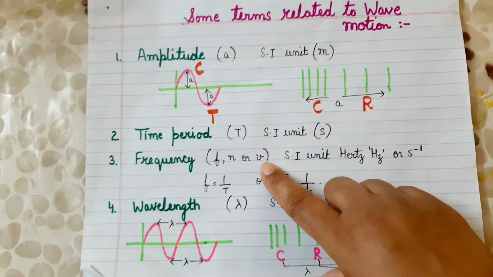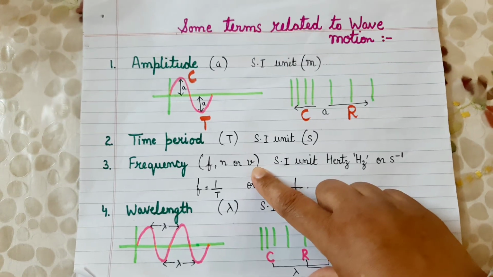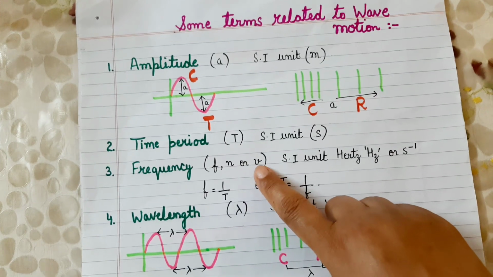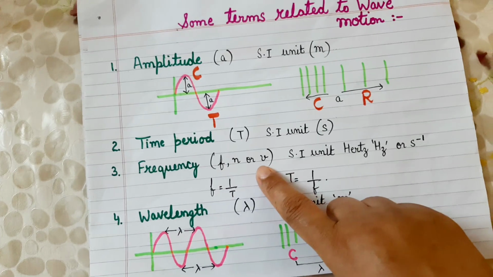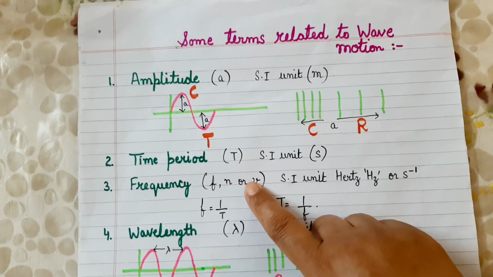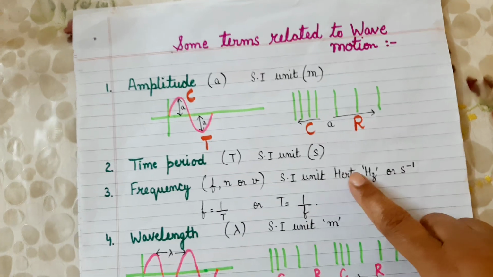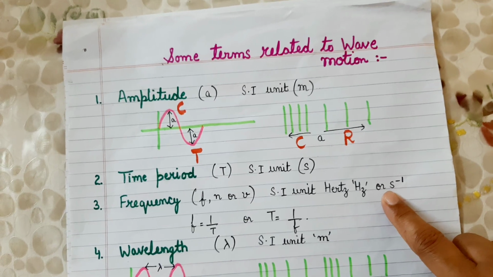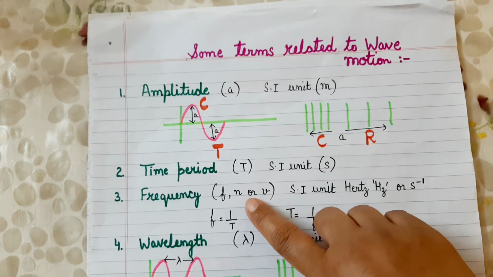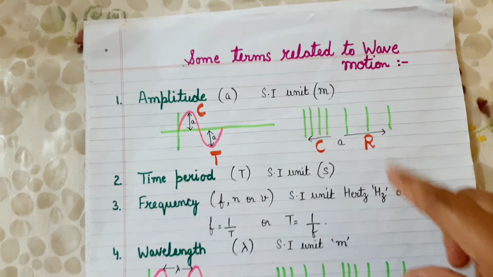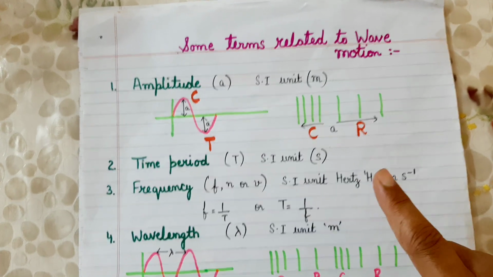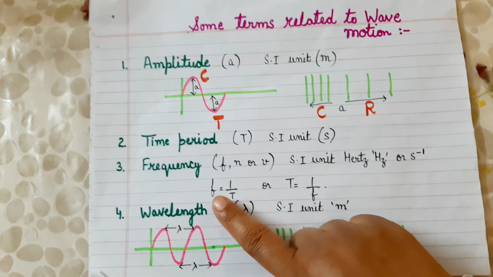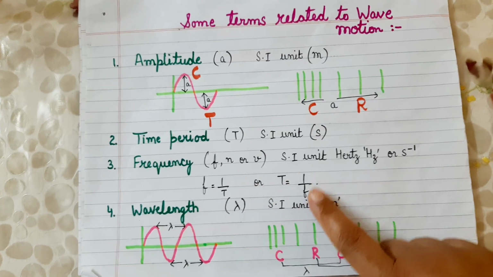Okay, now I come to the third definition, and that is frequency. Frequency could be denoted by small f, small n, or a nu. This is the symbol for frequency of a wave. You can use any one symbol. Okay, now the SI unit of frequency is hertz, Hz, H capital, Z small, or it could also be per second. Okay, now how can you define frequency? Frequency is the number of waves passing through a point in 1 second. Okay, then you should know the relation between time period and frequency. Frequency is 1 upon time period, or time period is 1 upon frequency.